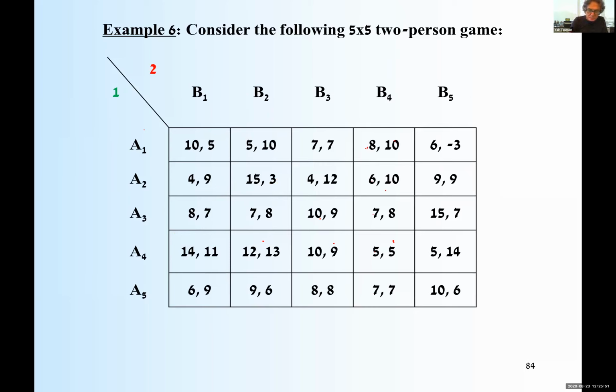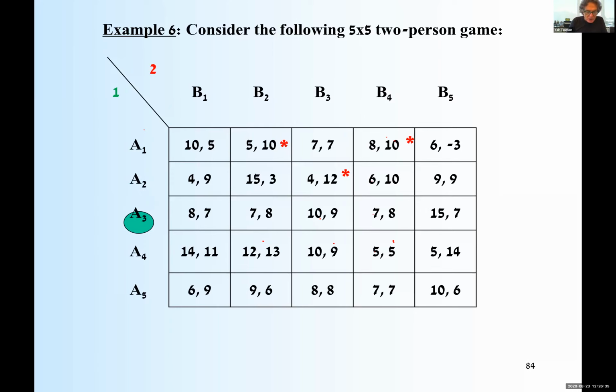So let's look. If I go A1, player 2 should compare 5, 10, 7, 10, minus 6, and I designate the maximum. In this case, both of them are maximum, 10, 10. B2 and B4 are the best reply to A1. Repeat, the strategies B2 and B4 are the best reply strategies to A1. What is the best reply strategy to A2? B3, because it gives player 2 12, all the others give her less.